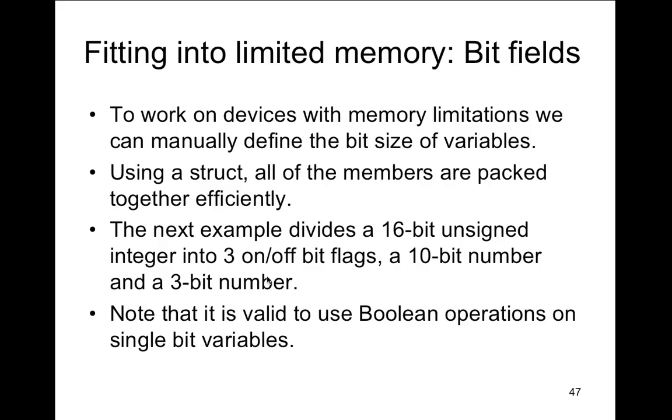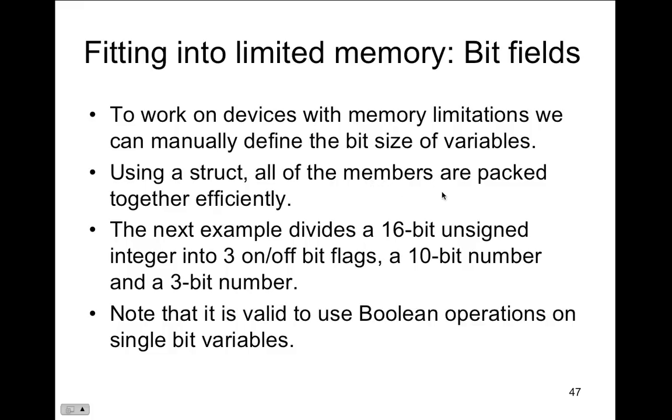So, fitting into limited memory, we have bit fields that we can use. To work on devices, and this is the interesting thing, Objective-C is actually customized for different types of programming environments. So we can take advantage of different data types that can save memory, so we're only allocating what we need to use. On a phone, we don't normally have as much memory as we do on a computer. So to work on a device with memory limitations, manually define the byte size of variables. Using a structure, all of the members are packed together efficiently inside.